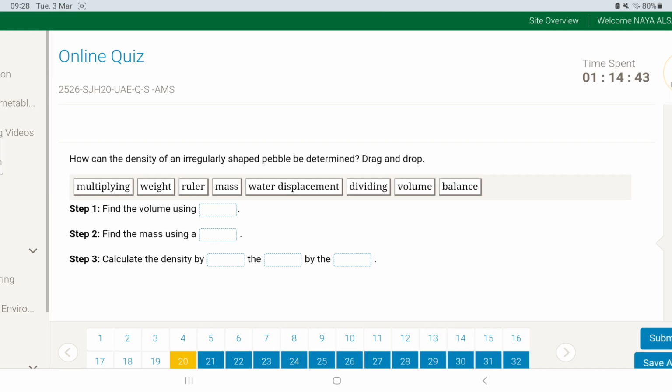Let's see here. How can the density of an irregularly shaped pebble be determined? Guys, remember in the previous question here, we had a graduated cylinder, right? Graduated cylinder, that's the name of the tool. Which is basically this thing here with labels, whatever you call it. Okay? Actually, let me make it more clear. Here. And here there are like labels.